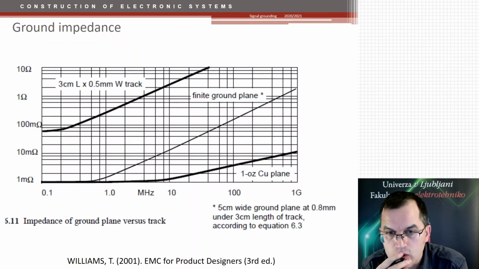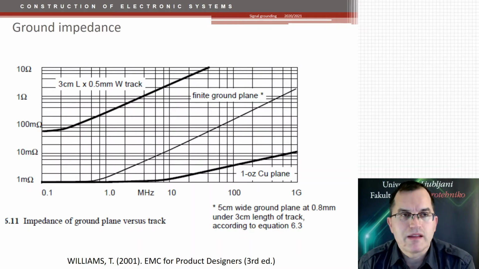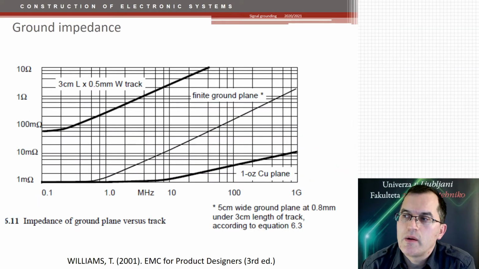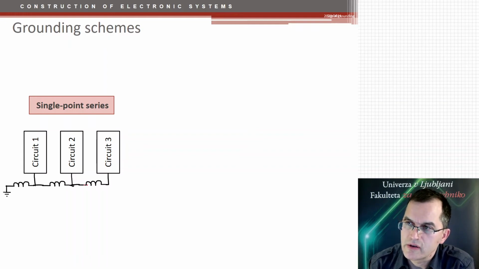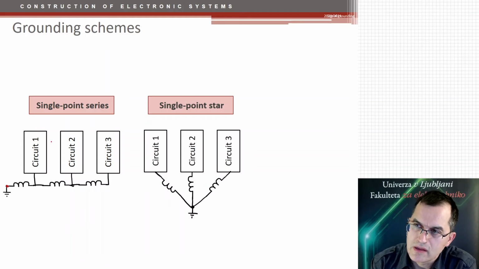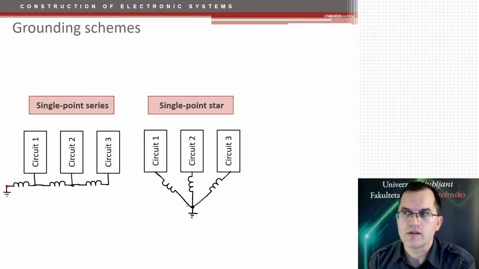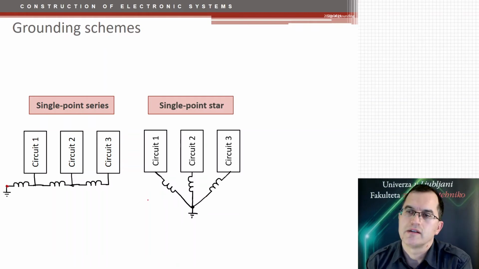This is a picture which I already showed once: the use of a ground plane decreases the impedance of the connection by several orders of magnitude. So, keeping that in mind, and keeping in mind these two examples I showed here, we distinguish different grounding schemes. There are single point connections, like here, where these circuits are connecting to a single ground point in series or in star connection manner. All these ground connections connect the circuit to a single ground point, so that's why they're called single point connections. But these circuits could be connected in series or in a star configuration.